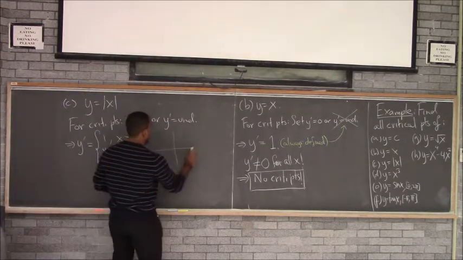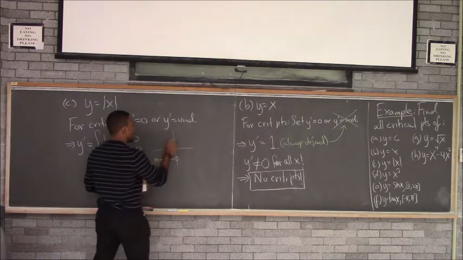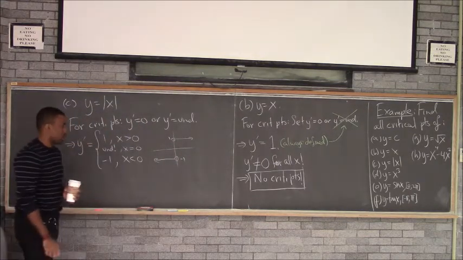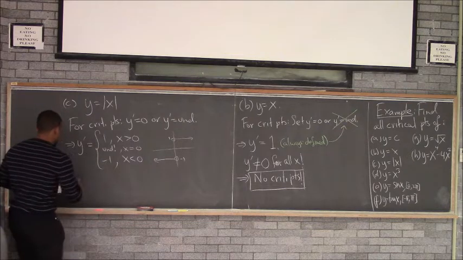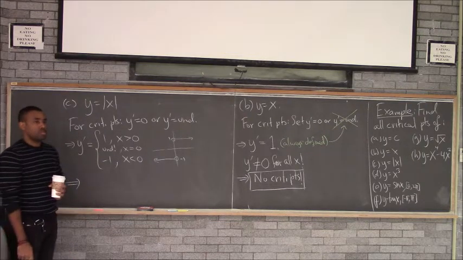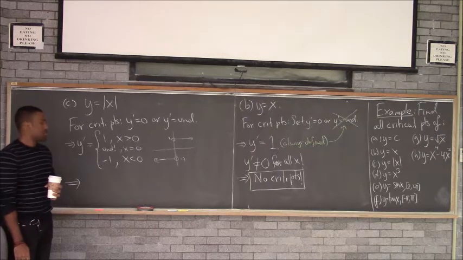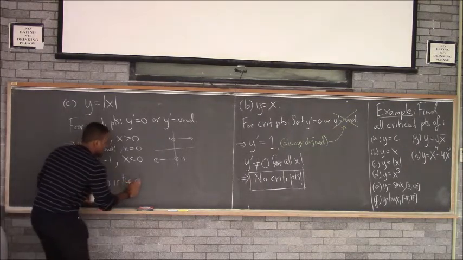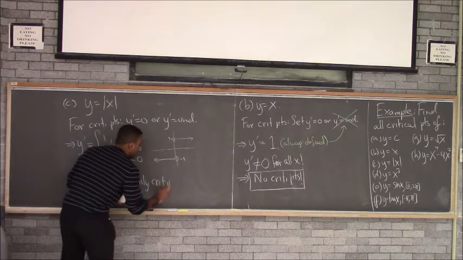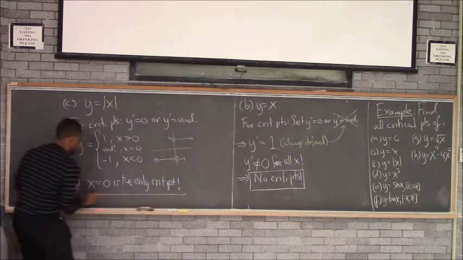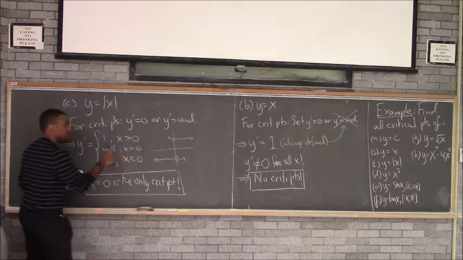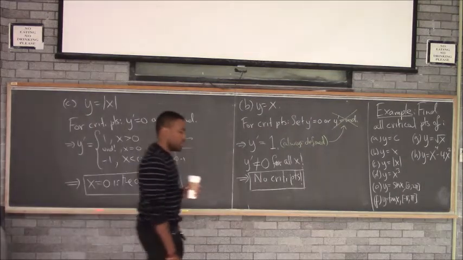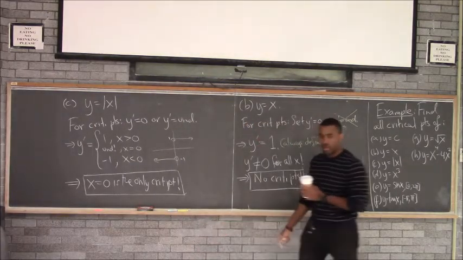This graph looks like this. So, what are the critical points? X equals 0 is the only critical point. At 0 is the bad part. 0 is where we break continuity. The derivative is not continuous at that point. It is undefined at that point.